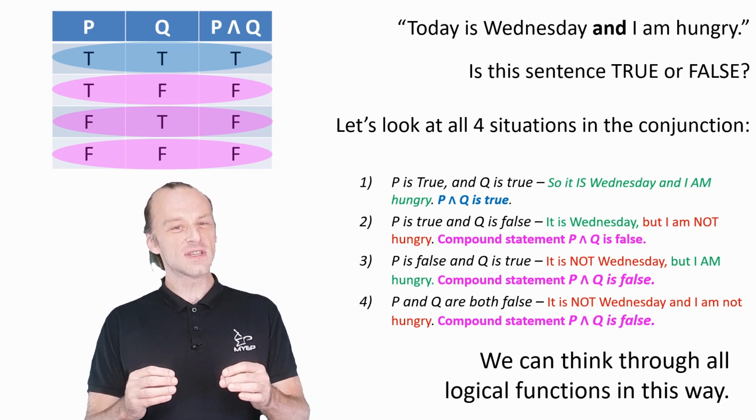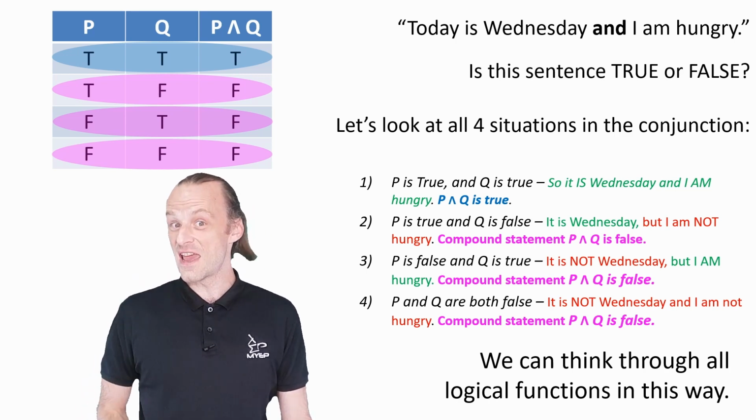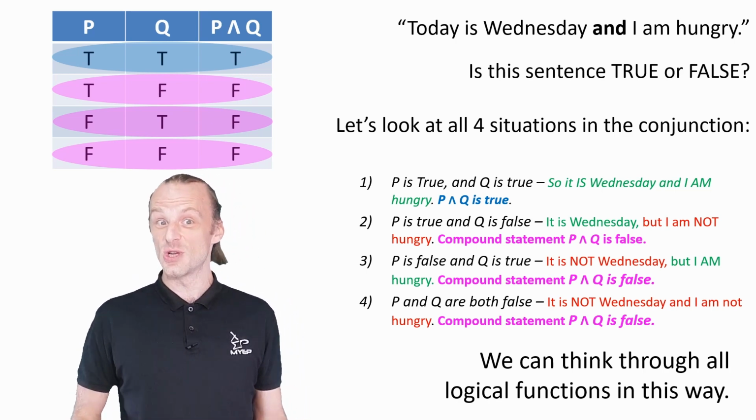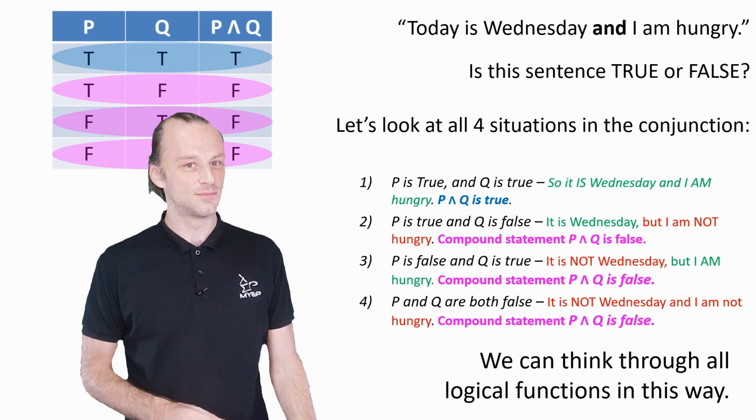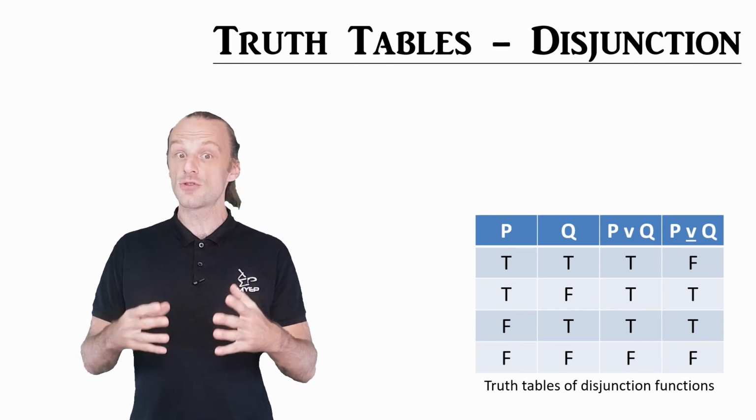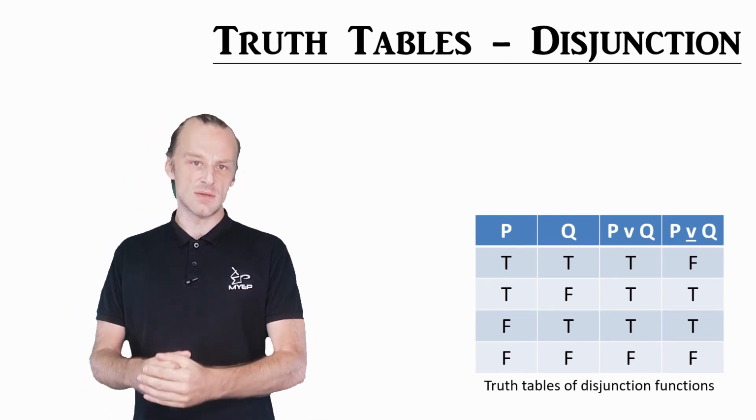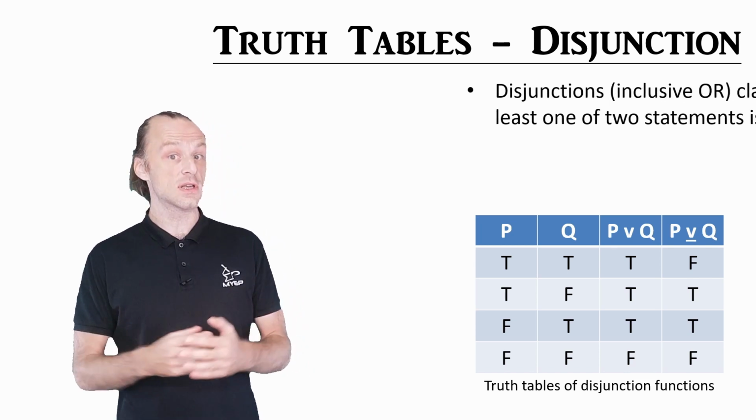We should be able to think through all logical statements this way, although once they get really complicated, we usually can't. But I'll leave you to do this in the next example. A disjunction is a bit different because it can be true when only one of the simple statements is true. So the results of our truth table are also different.